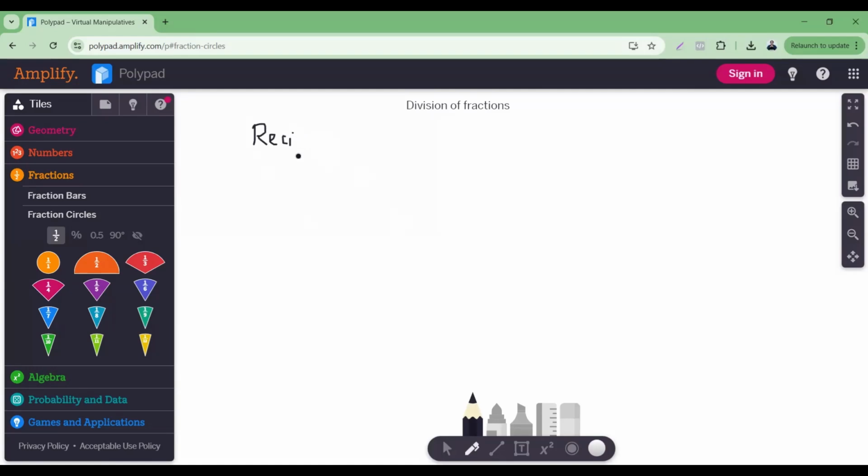Reciprocal. What is that reciprocal? Reciprocal means if we have a number like 4, which is a whole integer, we can represent it as a fraction by saying it has a denominator 1, right? 4 by 1. So the reciprocal of this 4 will be the numerator becoming the denominator and the denominator becoming the numerator. This is the reciprocal.